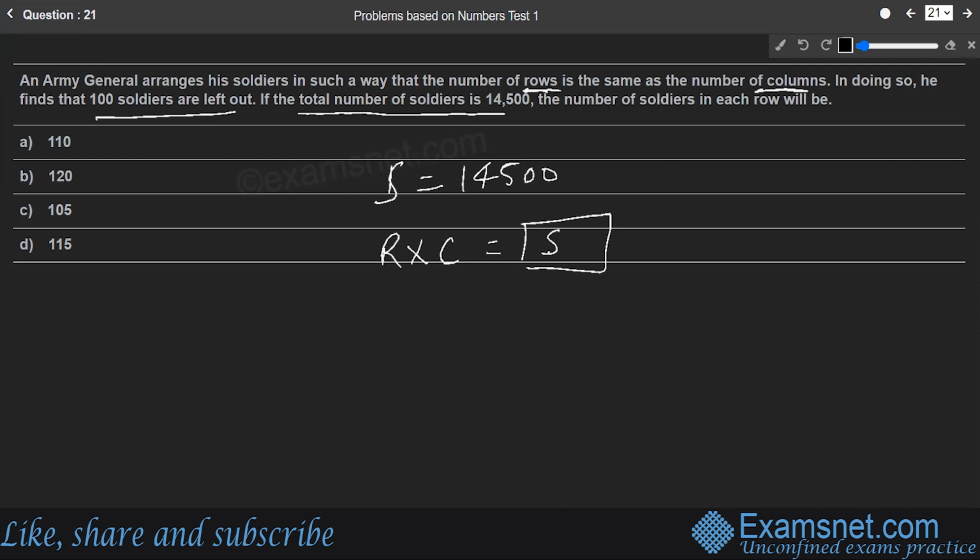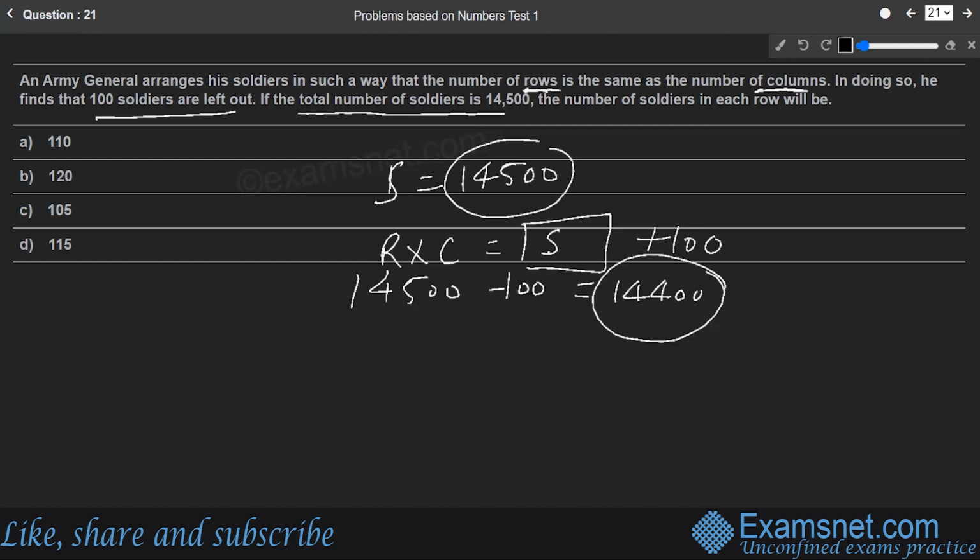So whatever is the number of soldiers there, plus 100. This is how the situation is. Out of those 14,500, 100 soldiers are getting left out. So how many soldiers are being easily arranged in the form of rows and columns is nothing but 14,500 minus 100, that is 14,400. So these many soldiers are completely getting arranged in the form of row into column. Now we can write R into C is going to be 14,400.